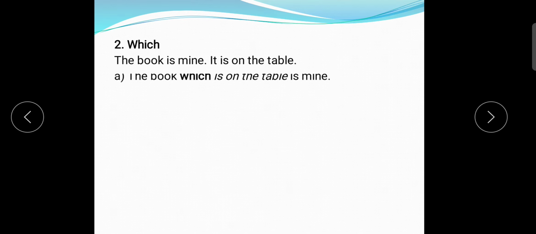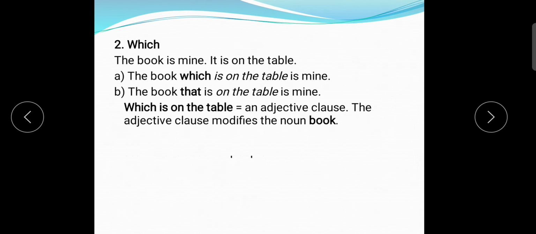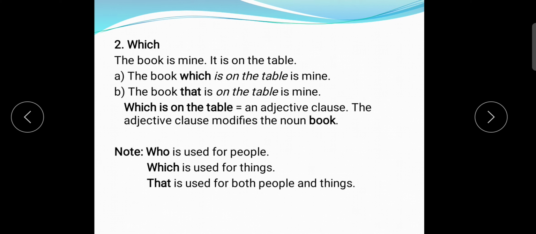Number 2 is which. The book is mine. It is on the table. There are two sentences here. The first one is the book is mine. The second is it is on the table.